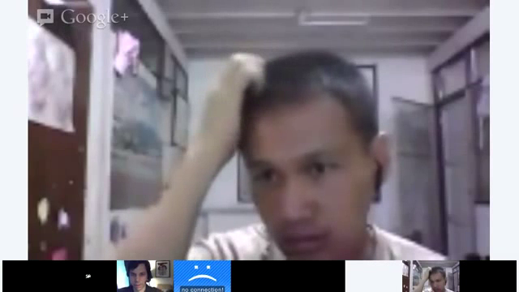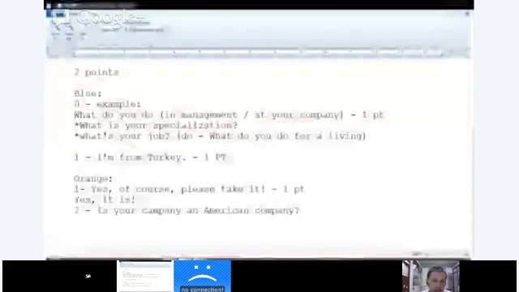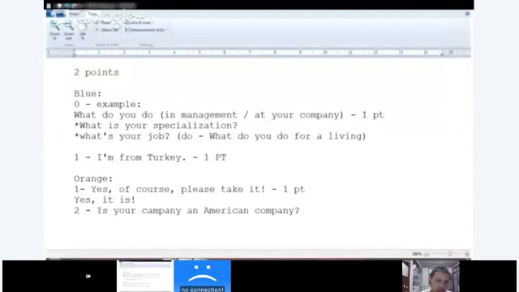Shelley, what do you think the question should be? Is your company an American company? Or... I think the question is good. Is your company an American company or only just American? Yeah. Okay, so there you can see. Did I get the question right? Look at the orange team. Question number 2. Is that right?